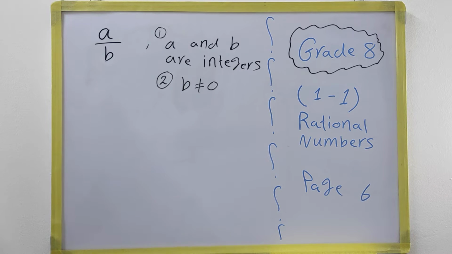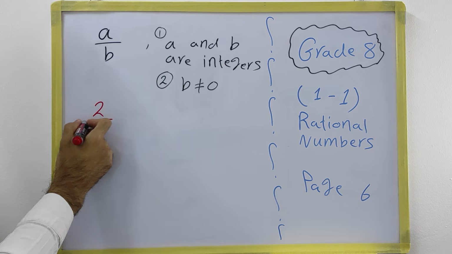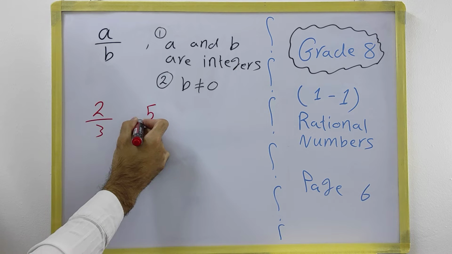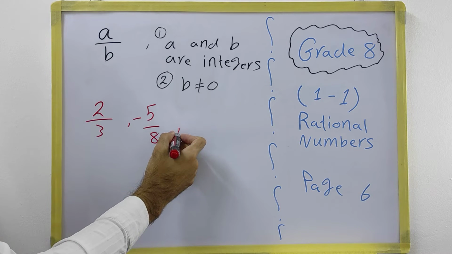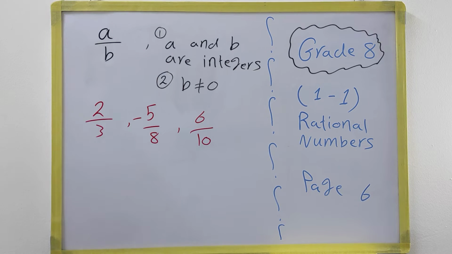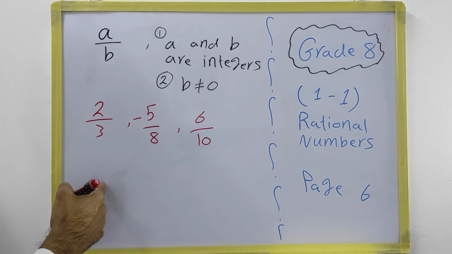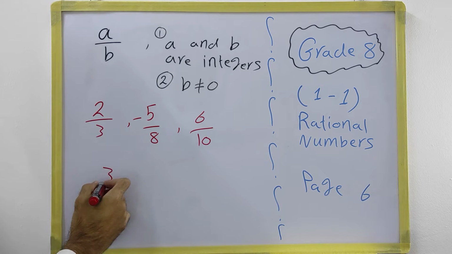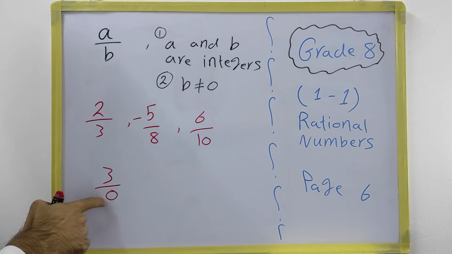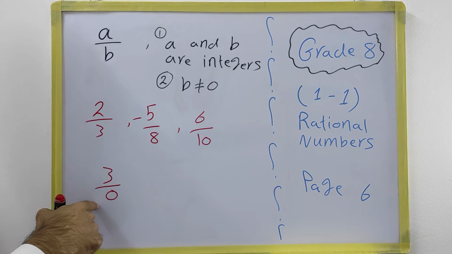This is the first one, the most important thing to know about rational numbers. That's how you can decide a number is rational or irrational. For example, like these numbers, 2 over 3, it's a rational number. Negative 5 over 8, a rational number. 6 over 10, it's a rational number. But for example, this one, 3 over 0, the down part, the denominator, is 0, so it is not rational.